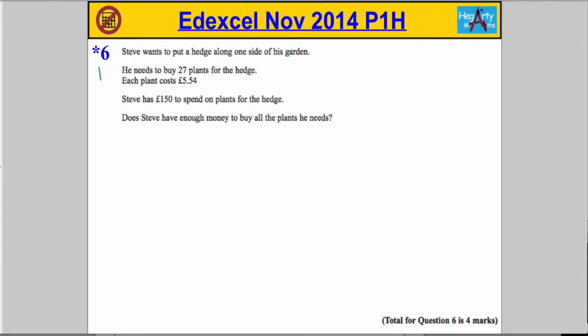So question 6 is another one of these starred questions, so the quality of our written communication is being tested here. Steve wants to put a hedge along one side of his garden and he needs to buy 27 plants. Each plant costs £5.54 and he has £150 to spend. Does he have enough money?